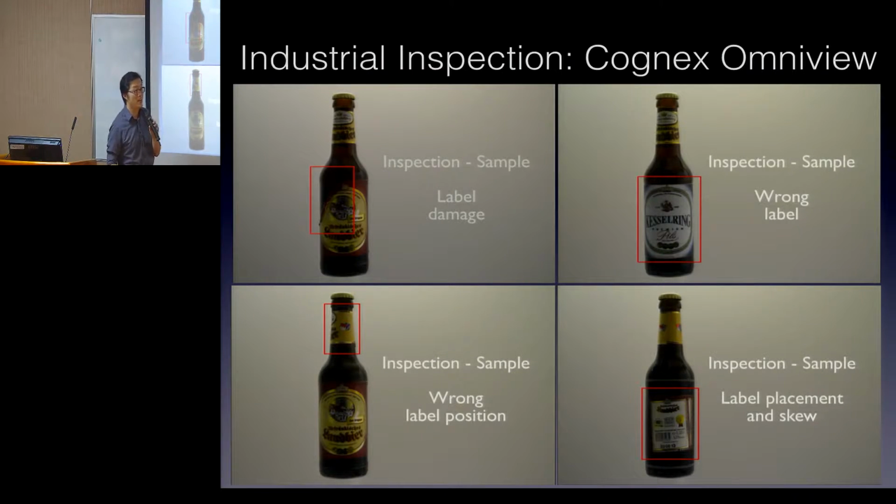Then they match the label using simple algorithms to determine whether the labels have been misplaced. It might not be that important for beer bottles, but if you are in the biomedicines industry, you definitely don't want your bottles to be printed incorrectly. So it's able to detect things like label damage, wrong label, position, etc. And all of this is done with just simple image processing and basic computer vision techniques.